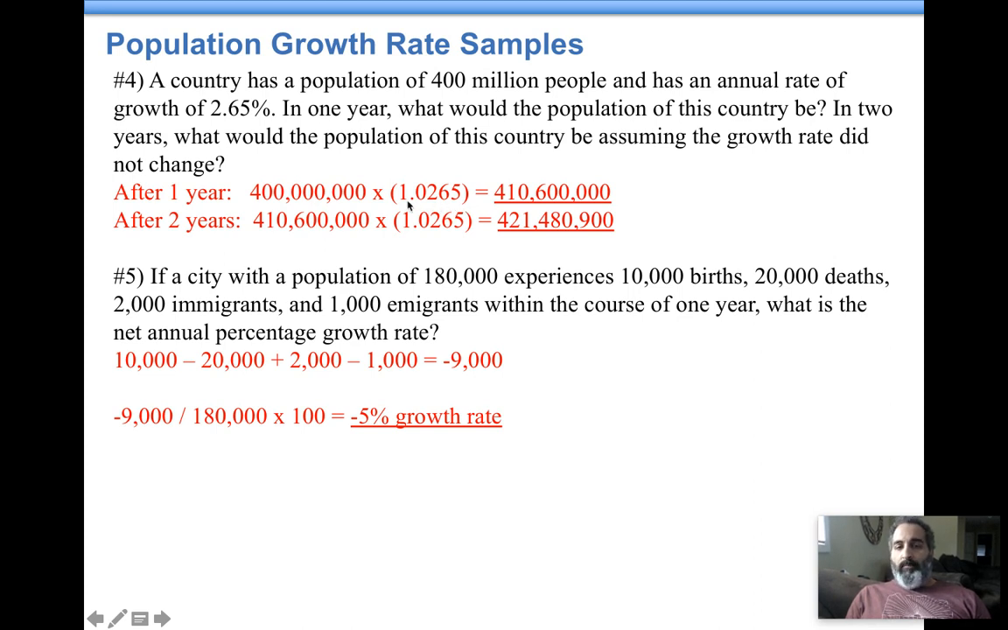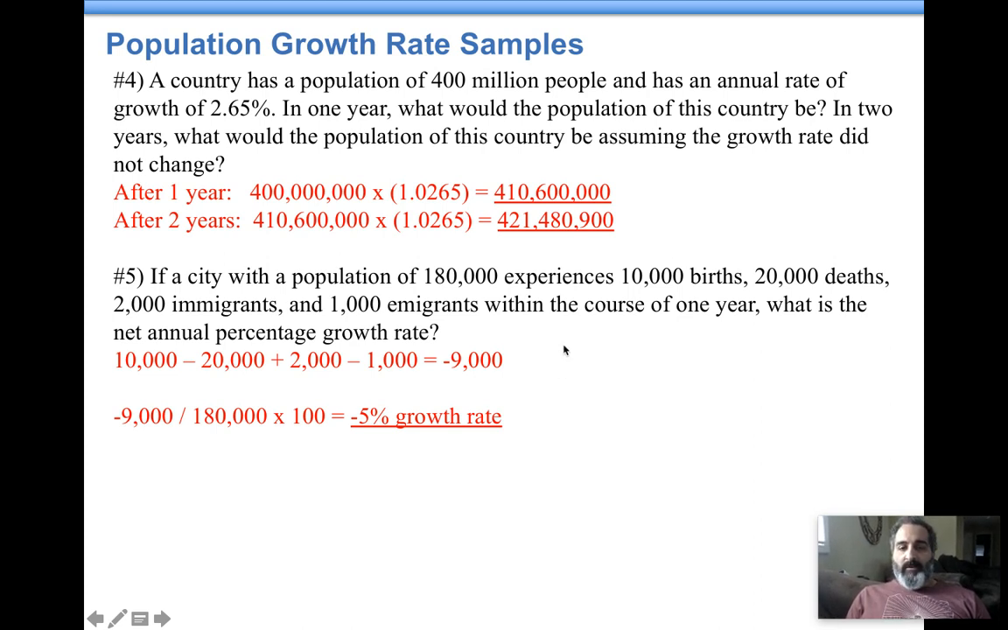Okay. So to turn 2.65% into a number, it's 0.0265. But I want to include the 400 million. That's where the 1 comes in. So 1.0265 times 400 million would give you this number, 410,600,000. So after 1 year, that's what it should be if it's growing at that rate. I want to know in 2 years. So you take this number, 410,600,000, and you multiply it by the same growth rate again, and now you would get 421,480,900. Okay. If I wanted a third year, you would take this number, 421 million, and multiply it by that also, and a fourth year, and so on and so forth.